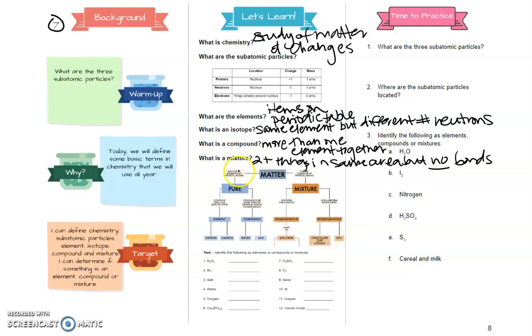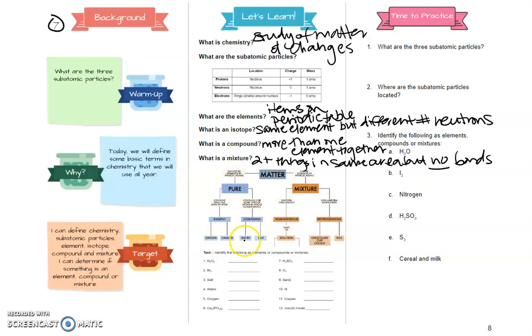Let's say you have matter that you can't separate easily by hand. So this says cannot be separated by physical means. It means it's a pure substance. If it contains only one kind of atom, it's called an element. If it contains two or more together that are bound, that's the compound. So examples of elements would be anything on the periodic table. Oxygen is on the periodic table, carbon's on the periodic table.